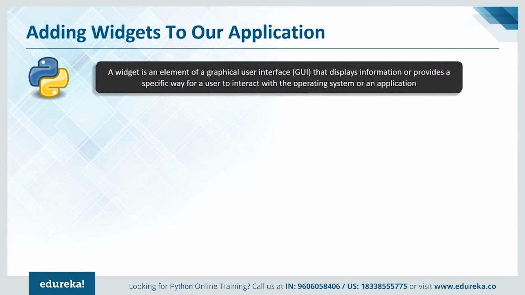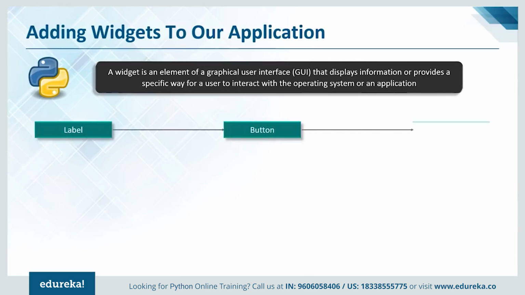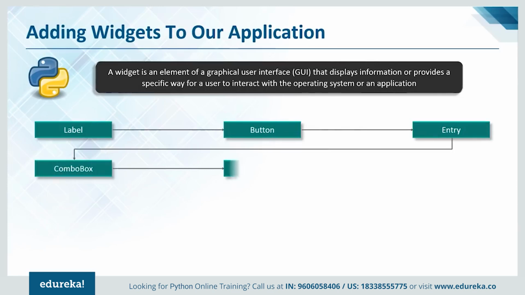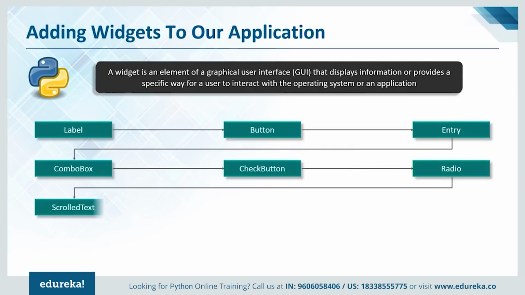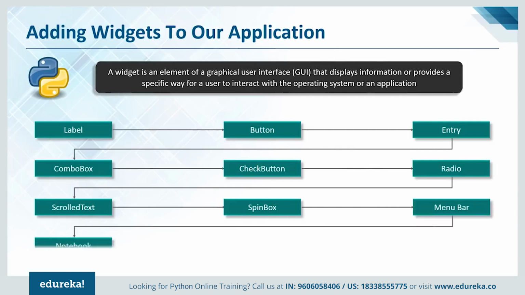So what are widgets, guys? Widgets are something like elements in HTML. You will find different types of widgets in Tkinter, like the different types of elements in HTML. Well, let's see a brief introduction to all of these widgets in Tkinter, guys. So we have everything from label, button, entry, combo box, checkbox, radio, scroll text, SpinBox, menu bar, and notebook. So button. Basically a button widget is used to place buttons in Tkinter. So it's as straightforward as that.